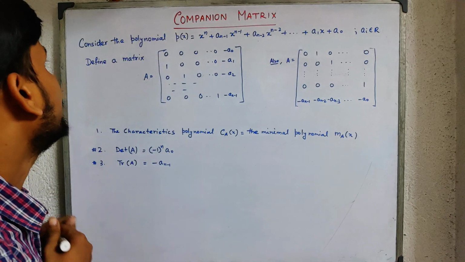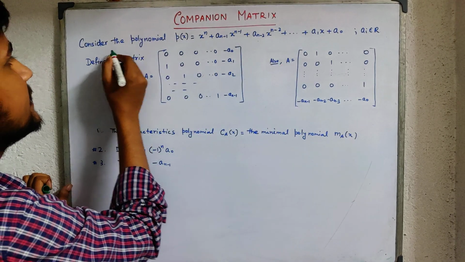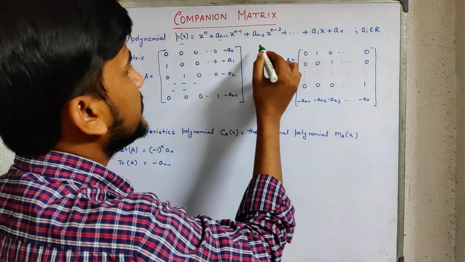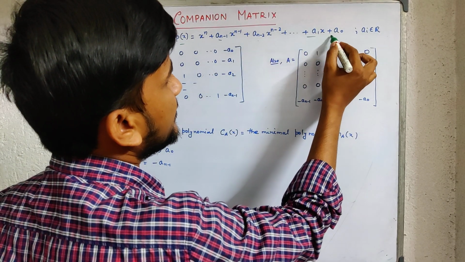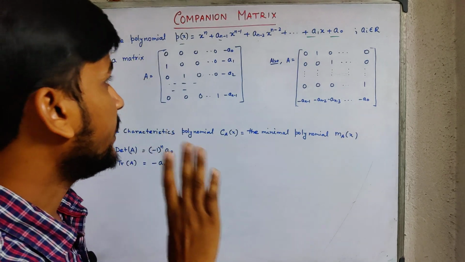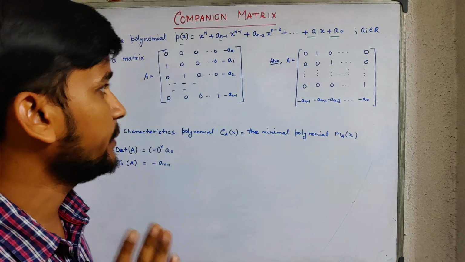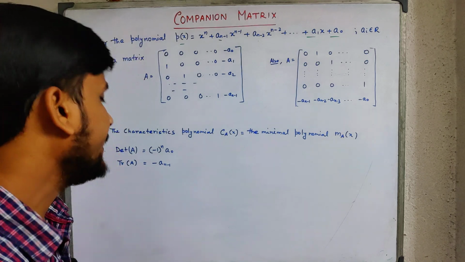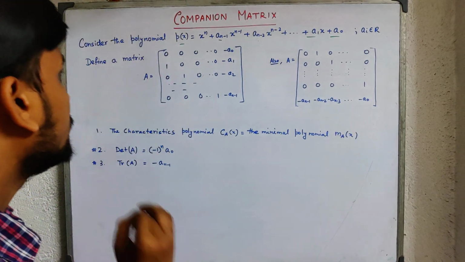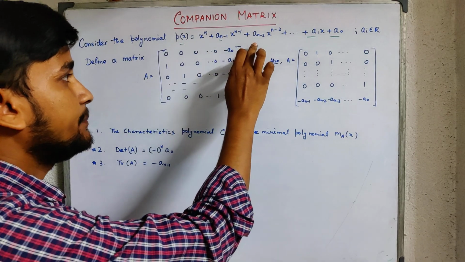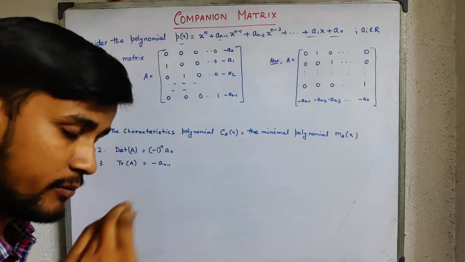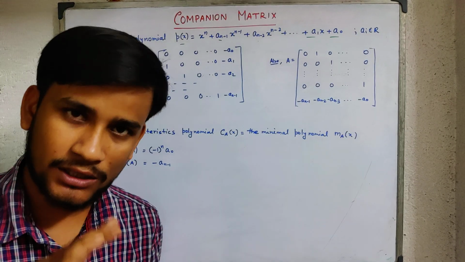Okay, so now it comes to the definition. Consider the polynomial p(x) equal to x to the power n plus a_{n-1} x to the power n minus 1, up to plus a_1 x plus a_0, where the a_i are real coefficients. So this is a normal nth degree polynomial, and the companion matrix is basically associated with a polynomial. Now we write this polynomial in matrix form, and that matrix is called the companion matrix.